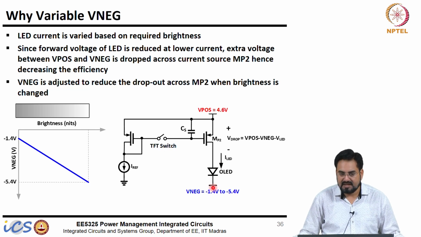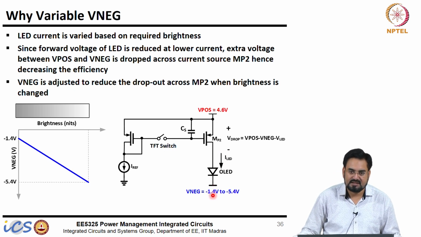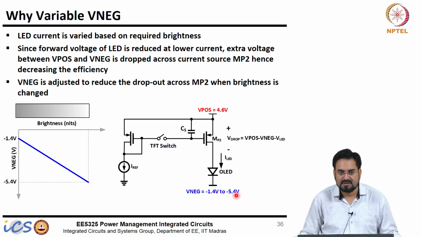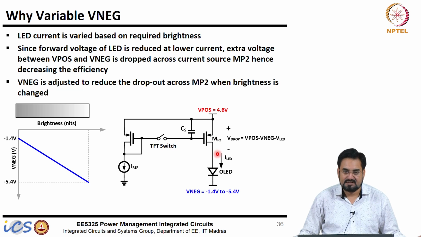When I reduce the current, let us say the forward voltage is reduced to 5 volt. What does it mean? You need to reduce this by 4 volt. So, when the forward voltage is 5 volt, you have 4 volt here, correct. So, you require only minus 1 volt at the other end, not minus 5 volt. Your current will still be constant.